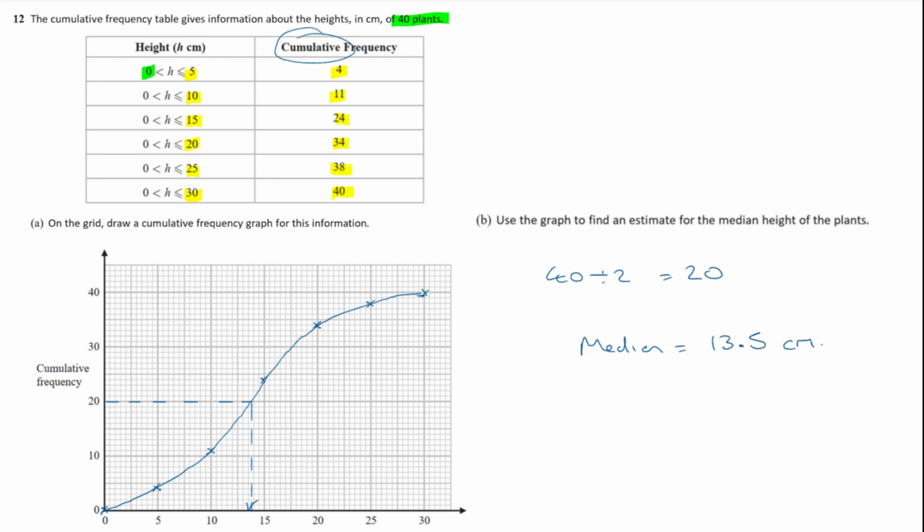I think I could probably get away with 14 there as well. My arrow is pretty much halfway between those two squares. You usually get about half a square tolerance. So I think 13.5 or 14 centimeters would probably be acceptable for my diagram.